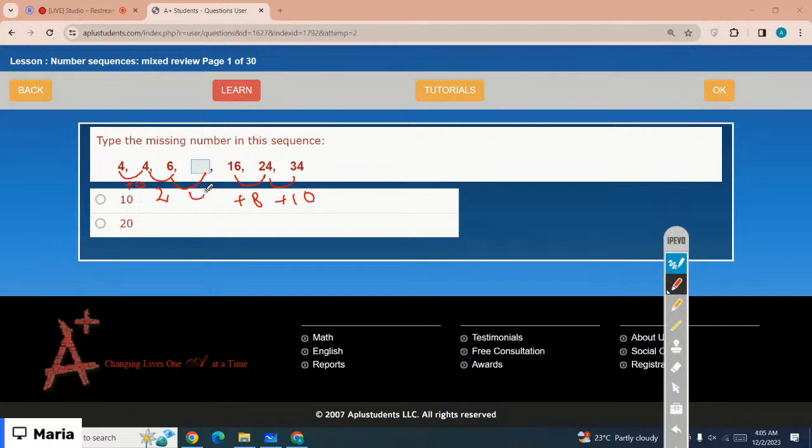So the next one you have to add 4. So 6 plus 4 is 10. That means the missing number is 10, right? So that's how you can identify the pattern in the numbers and you can calculate the missing number. The missing number is 10.